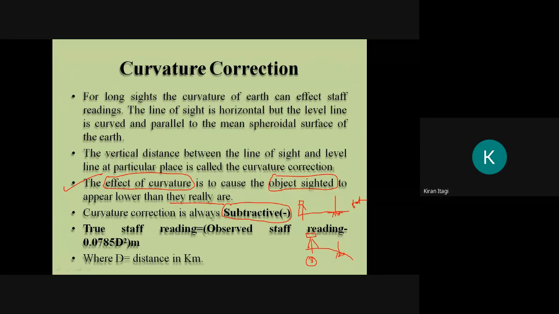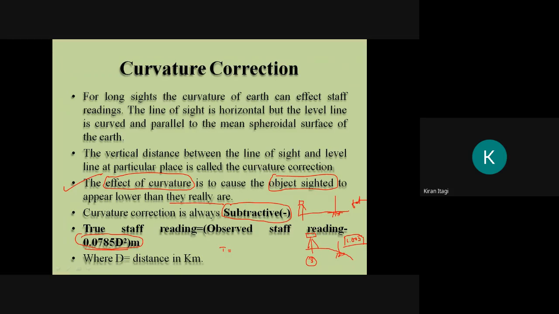That is, true staff reading equals observed staff reading minus this correction. Say you have got a staff reading of 1.005. If he says go for the curvature correction, what we will do is deduct this one.